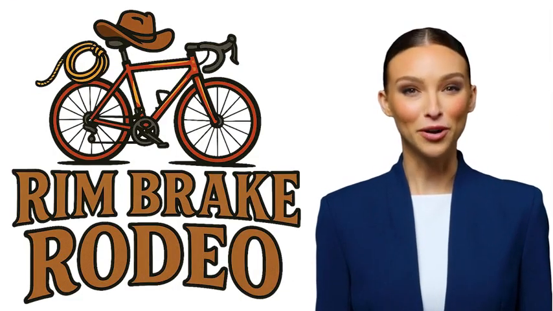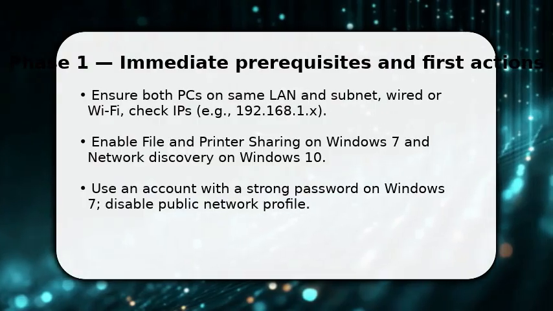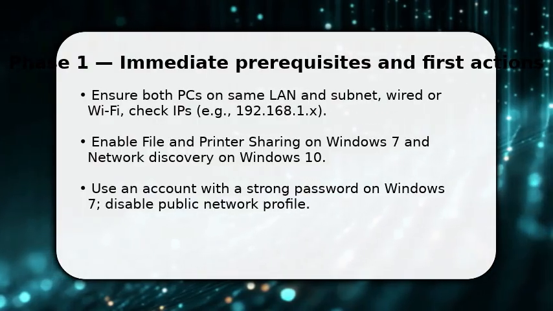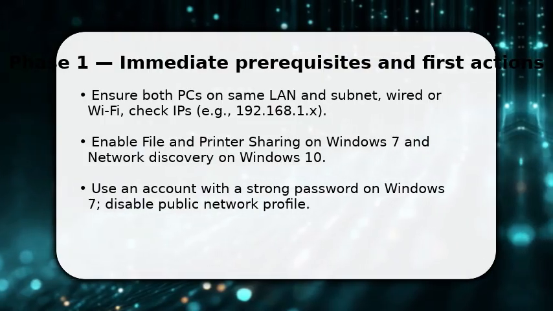We hope this video helps. You start by preparing both machines. Confirm they are on the same local network and note each IP address, because Windows uses those to find peers.